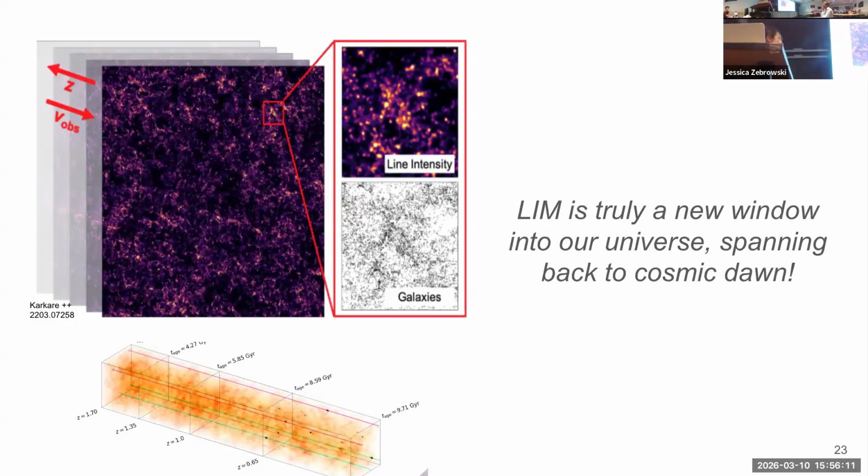And so what I hope to impress upon you is that line intensity mapping is this truly new window into our universe's history, spanning back from now all the way, hopefully, until cosmic dawn. And over the next few slides, I'm going to tell you some of the scientific promise that I hope that this holds. But every time that we've opened a new window into the history of our universe, the universe has surprised us. And what I'm really hoping is that the most exciting thing that comes from this new field is something that I haven't even thought of yet today.